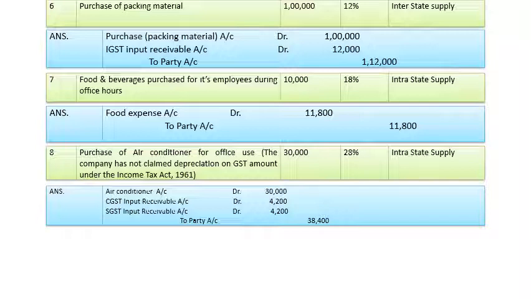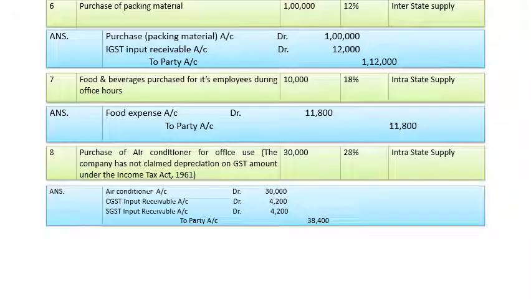Here it is an intrastate supply, so CGST and SGST are receivable: CGST input receivable account debit 4,200, SGST input receivable account debit 4,200. And as credit is available because the company has not claimed the depreciation on the GST amount under the Income Tax Act 1961, we have recorded it separately and have not added it into the cost price of the air conditioner.